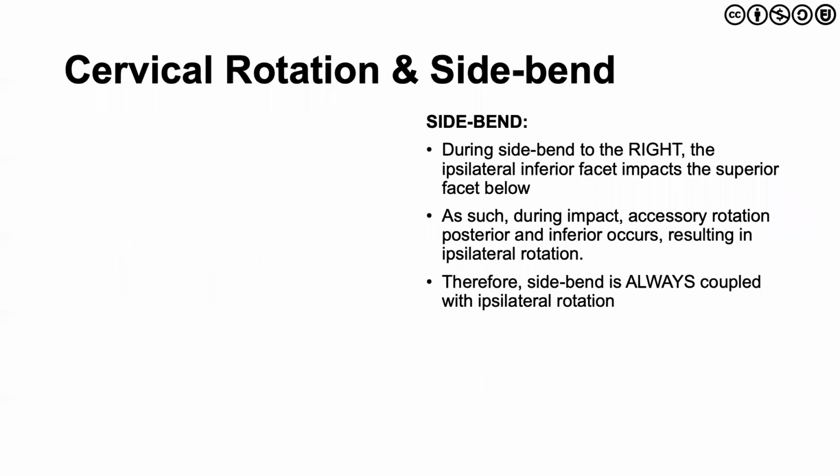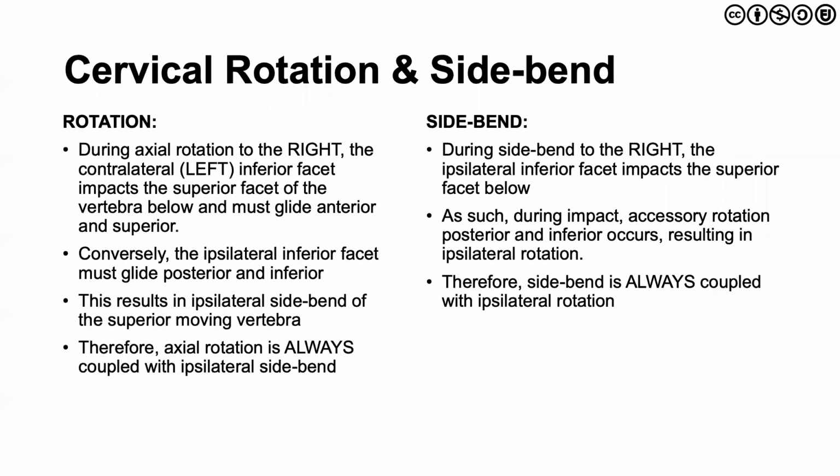For cervical rotation and side bend, first let's start with rotation. During axial rotation to the right, we're going to see again this idea of contralateral inferior facet motion, and this is this idea then of coupled motion. For side bending, if we side bend to the right, the ipsilateral inferior facet impacts the superior facet below, and again, this is a coupled motion.